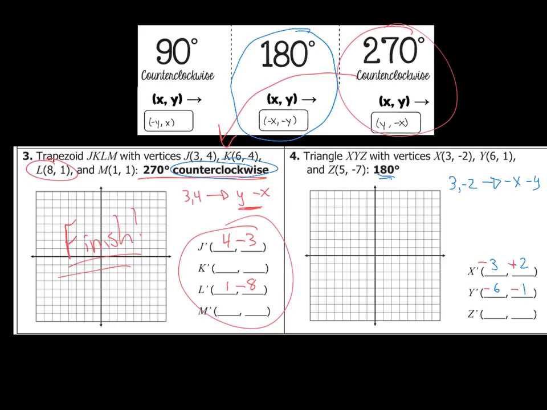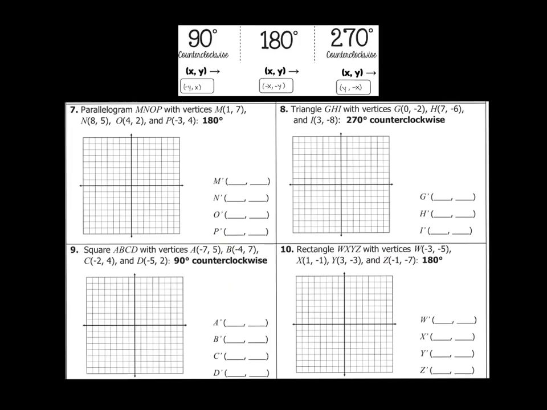And z was (5, -7). And, of course, both are going to change signs, so whatever was positive is now negative, and whatever is negative is now positive, right? You're going to plot and finish this question, right? Okay. And as we continue along, I'm going to do even less and kind of put the onus on you. 180 degrees. Again, we're mapping our (x, y) to (-x, -y).